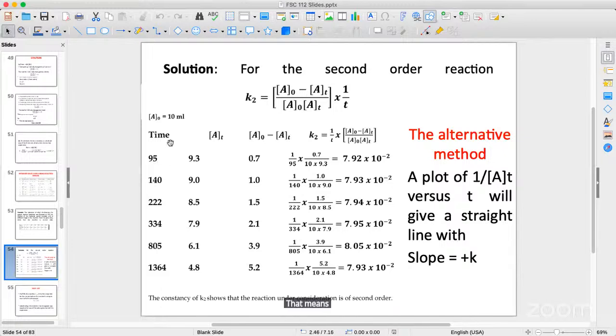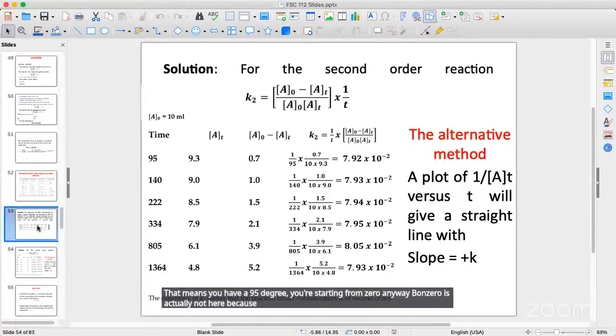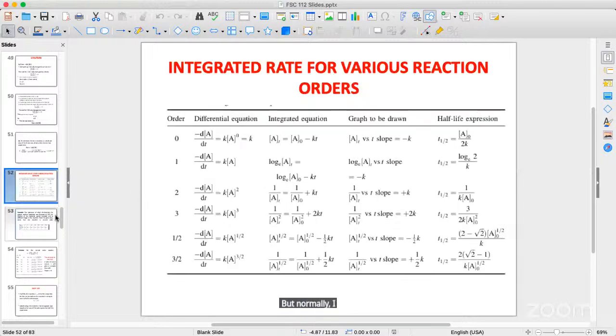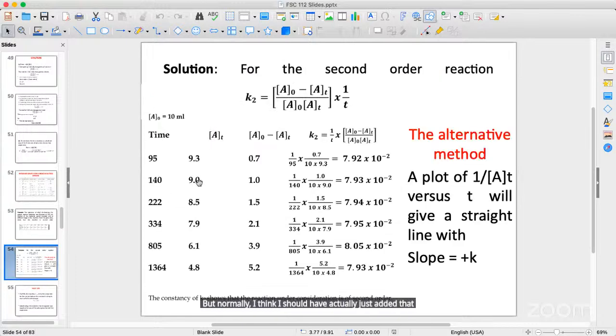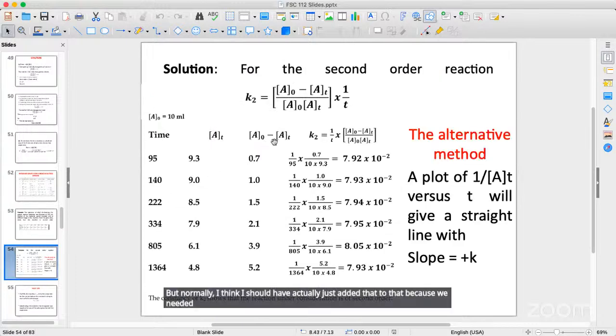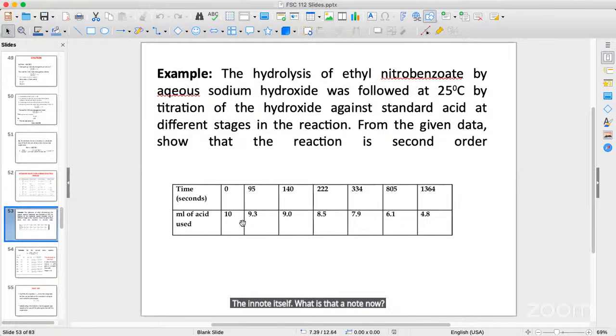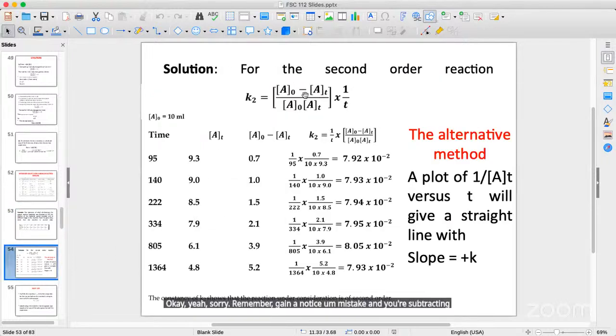you start from time 0, but 0 is actually not here, because essentially what you have is just 0, 10. Then you have 95, 9.3. I should have actually added that, because we needed the A naught itself. Okay, sorry. Remember, A naught is 10, and you're subtracting A minus x from A naught. This is your A minus x, which is 9.3, and the time here is 95.